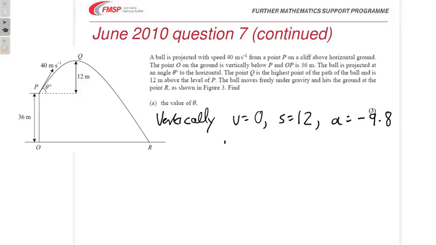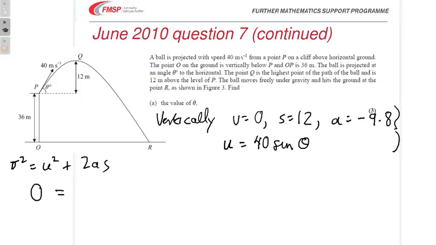So importantly then, the initial velocity vertically for this is 40 sine theta, the vertical component. So the equation we're going to use, you might like to stop and think for a moment, is v squared equals u squared plus 2as, but applying that vertically. And that will give us 0 equals 40 sine theta all squared, that's your u squared, minus 2 times 9.8 times 12.